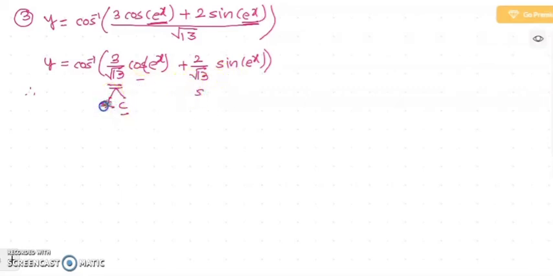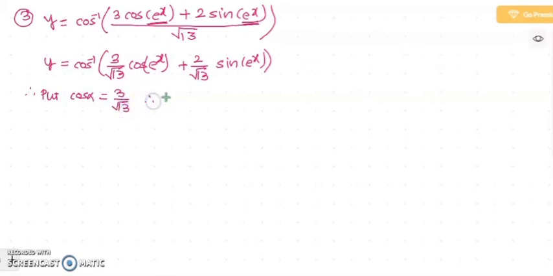So instead of having sin alpha as 3 by root 13, put cos alpha. So cos alpha is equal to 3 by root 13. That's what we shall put. So put cos alpha is equal to 3 by root 13.